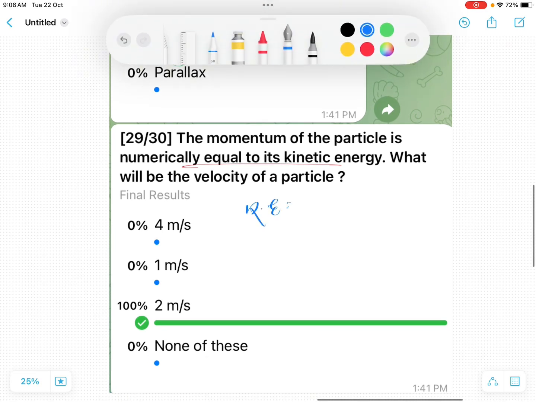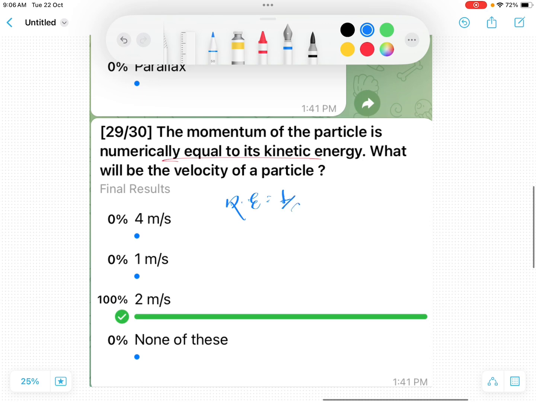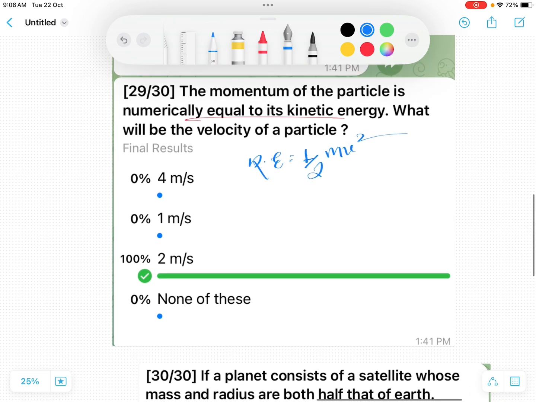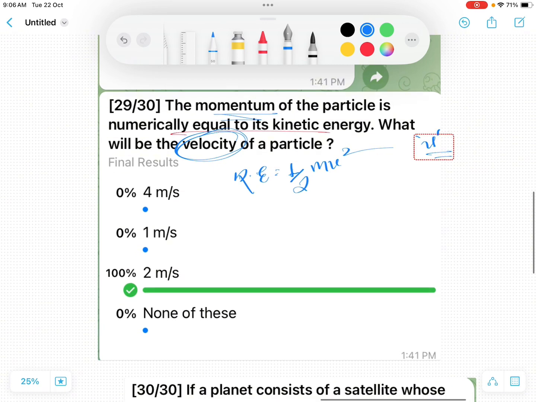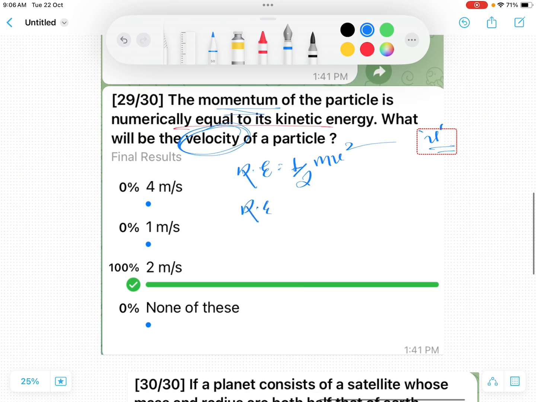So I'm denoting kinetic energy as KE. We know K is equal to half mv square, where m is mass and v is velocity. So we can establish a relation between momentum and kinetic energy to find the velocity. Remember, v should be in the equation. So we can write kinetic energy equals half m v into v, because in v square there are two v's, right?